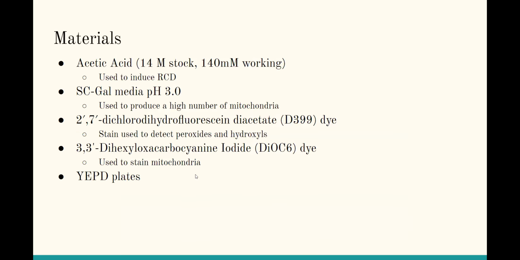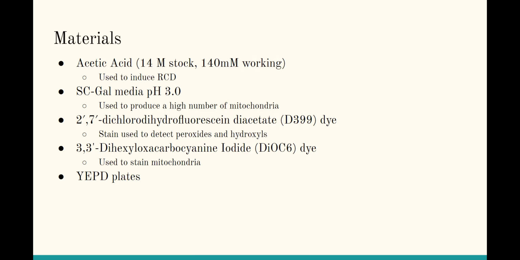Before we go into our experiments, we're going to look at the materials that were used for these experiments. Acetic acid was used to induce regulated cell death, and selective galactose media, set at pH 3, was used to produce a high number of mitochondria. How that works is that galactose is not the best option for yeast to metabolize, so they have to work a little harder and produce a higher number of mitochondria, which makes it easier for us to observe and quantify.